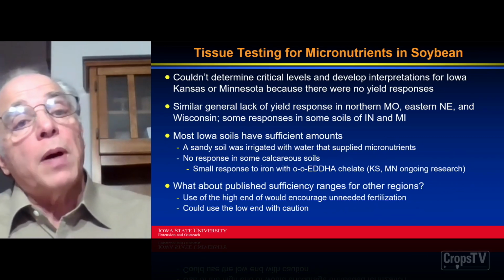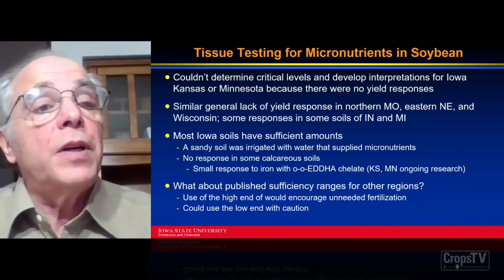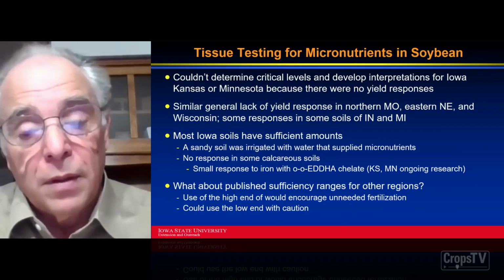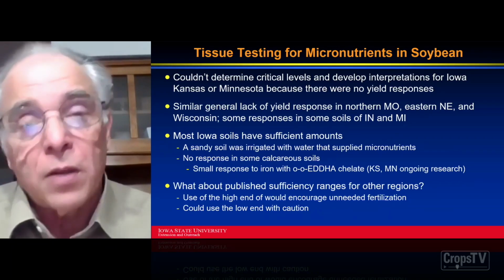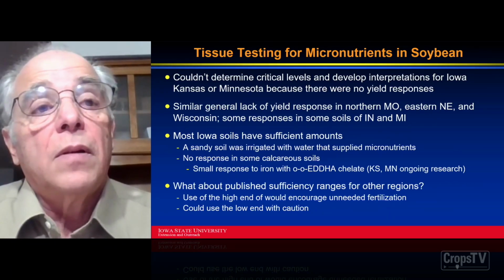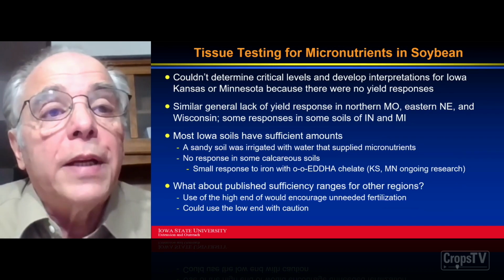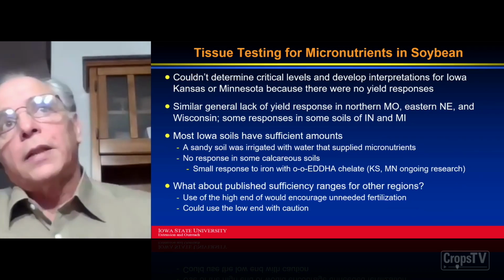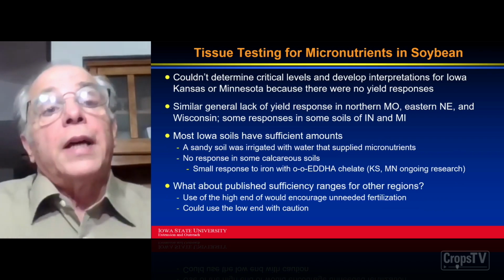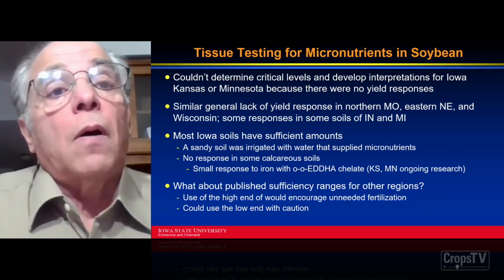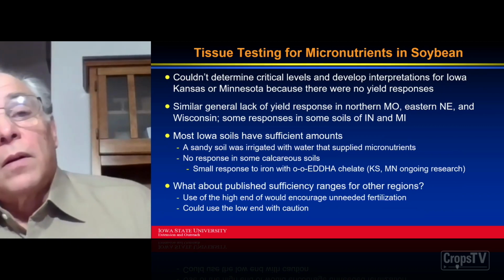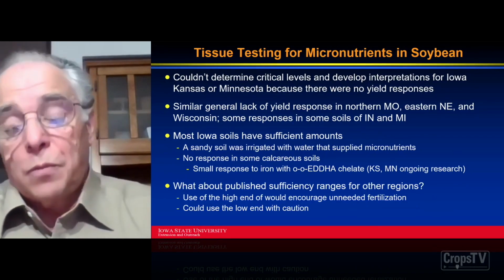So what do we do with these published sufficiency ranges for other regions? If you use the high end to decide whether to fertilize, that would tell farmers to apply lots of fertilizer that is not needed. So I would use the low end with caution, because below that there could be a deficiency. We don't know, really. And above that, fertilization is not needed.